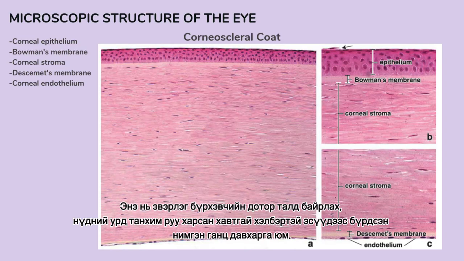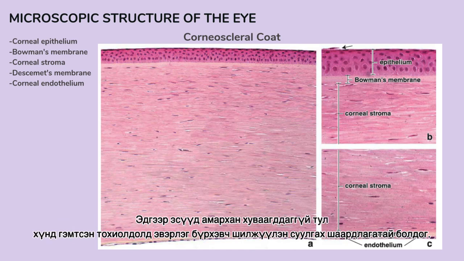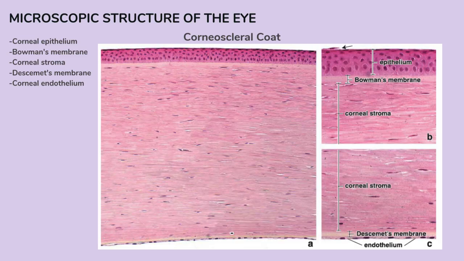The endothelium is a single thin layer of flat cells on the inner surface of the cornea, facing the anterior chamber of the eye, and it controls the amount of water in the cornea to keep it clear by using special pumps that transport sodium and potassium. These cells don't divide easily, so if they are badly damaged, a cornea transplant might be needed.